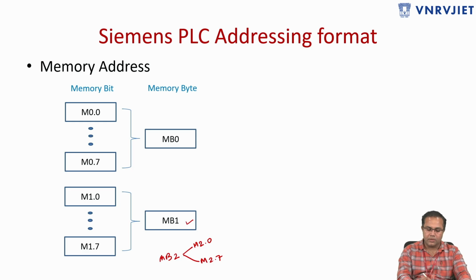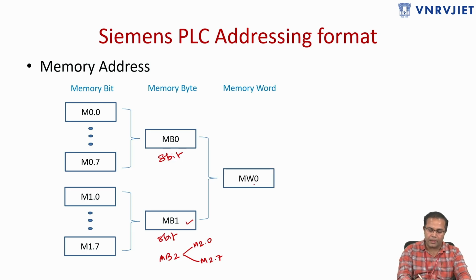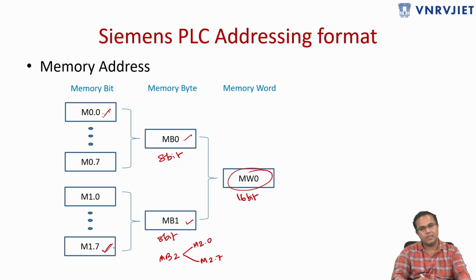Next, what if we combine MB0 and MB1? MB0 is 8 bits, and MB1 is another 8 bits. If we combine MB0 and MB1, it becomes a 16-bit register, which is called MW, memory word. So MW0 consists of MB0 and MB1. This register can accommodate M0.0 to M1.7, a total of 16 bits.